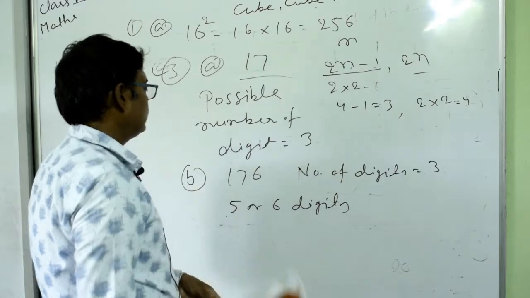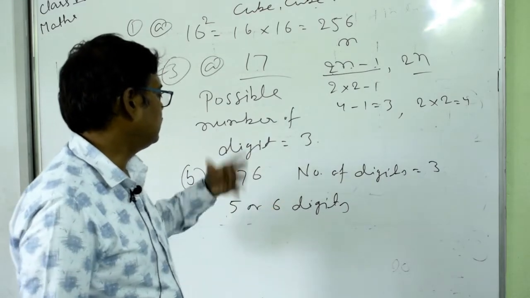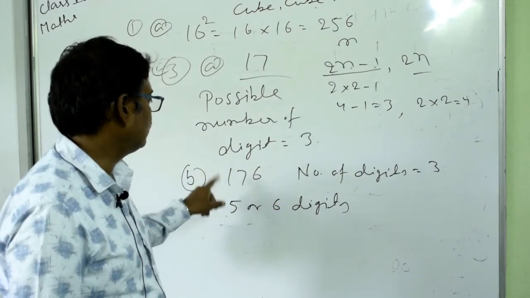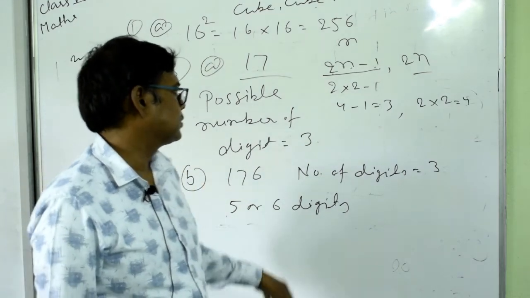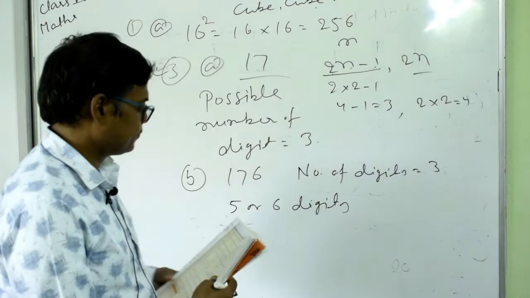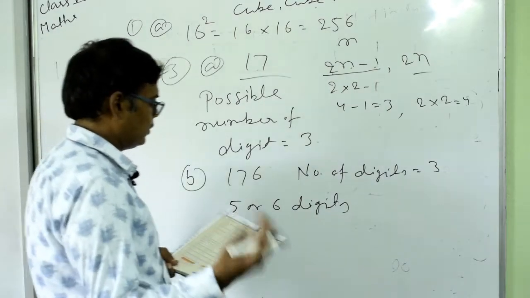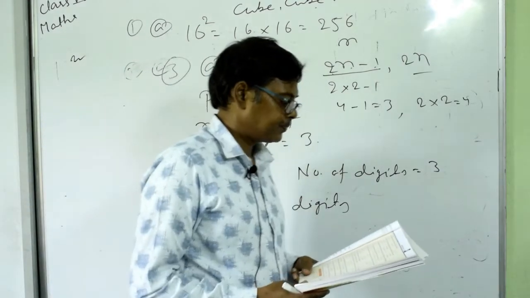That is, when you square 176, in the square of this number the number of digits may be 5 or 6, because of this formula. So using this formula you can find out the number of digits.